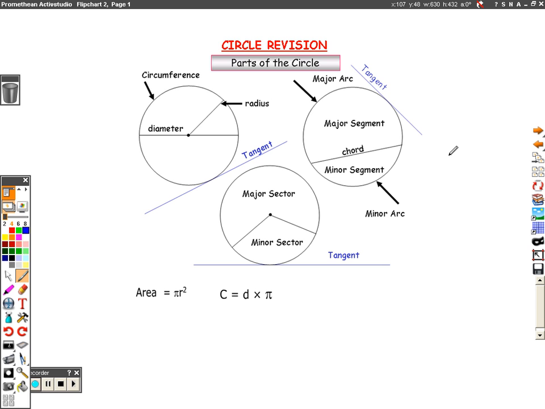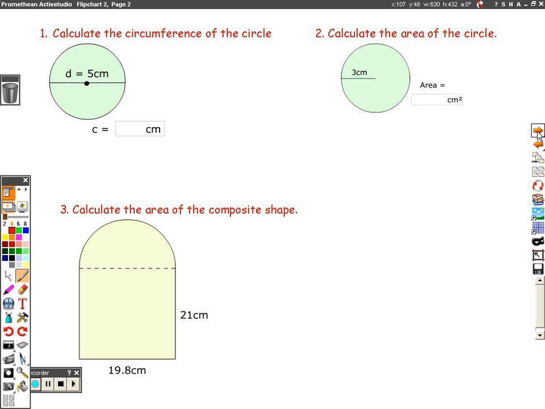Tangent skims the outside of the circle. Okay, so it just skims the circumference. You also need to know your two formulas. Really important. If you go into the exam without knowing those, you're very foolish. Okay, so let's have a look at the first question on the booklet.